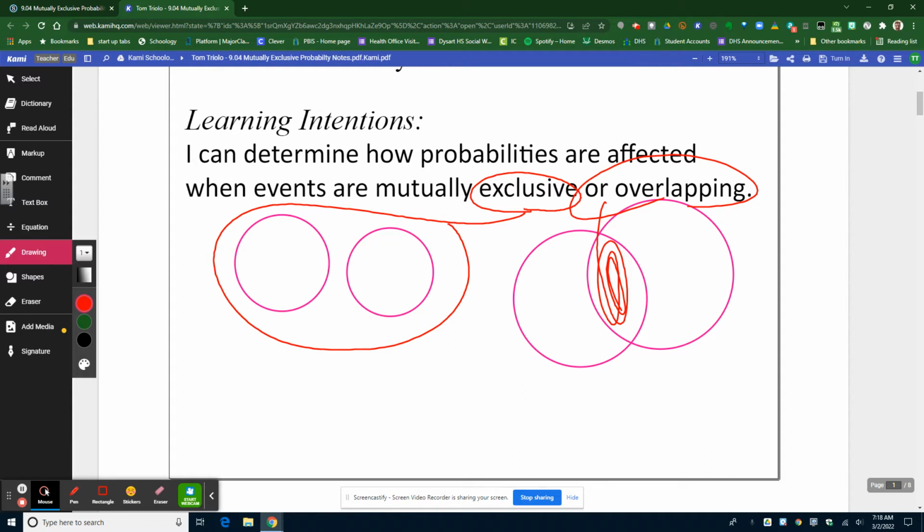So in the Venn diagram, in fact, most of the time, if it's exclusive, I wouldn't even bother with a Venn diagram. I mean, if there's no overlapping, there's really no point in putting that in there.